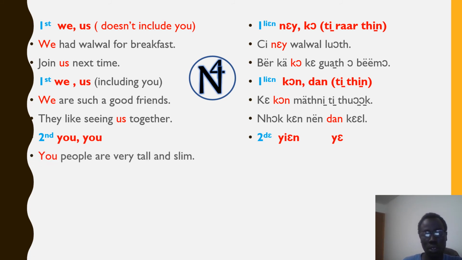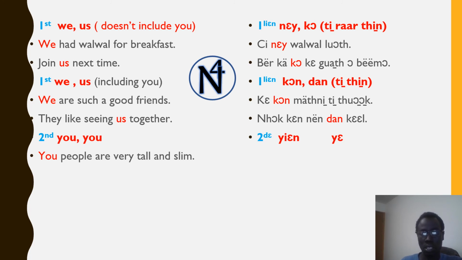So you people are very tall and slim. You see, the you here refers to a group of people. It does not mean one person. It's a group of people. So you people are very tall and slim.